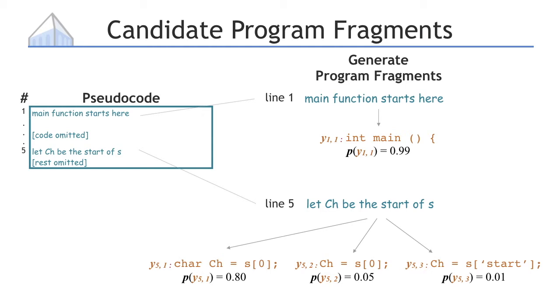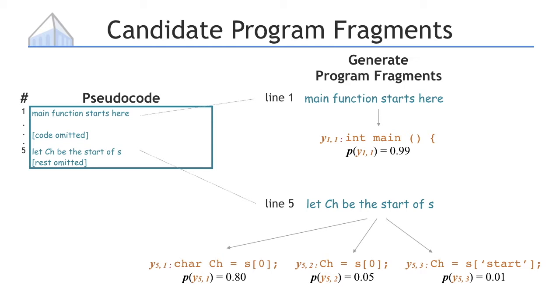We use a standard sequence-to-sequence model to generate multiple candidate program fragments for each single line of the pseudocode, each associated with a probability score. For each line of the pseudocode, there are multiple plausible candidates, either due to language ambiguities or model uncertainties. For example, in line 1, the pseudocode is "main function starts here." The model is pretty certain that the corresponding program fragment is int main.